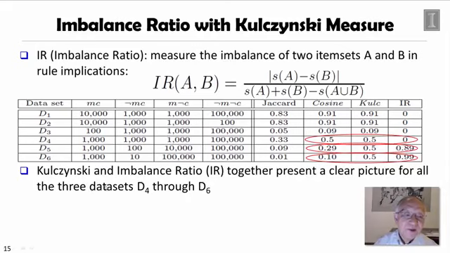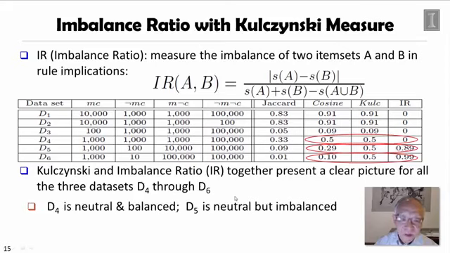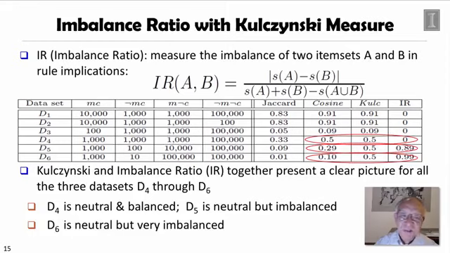So we feel Kulczynski plus imbalance ratio, these two things together, will present a clear picture for all three data sets, D4 through D6. Because D4 is neutral and balanced, D5 is neutral but imbalanced, and D6 is neutral but very imbalanced.